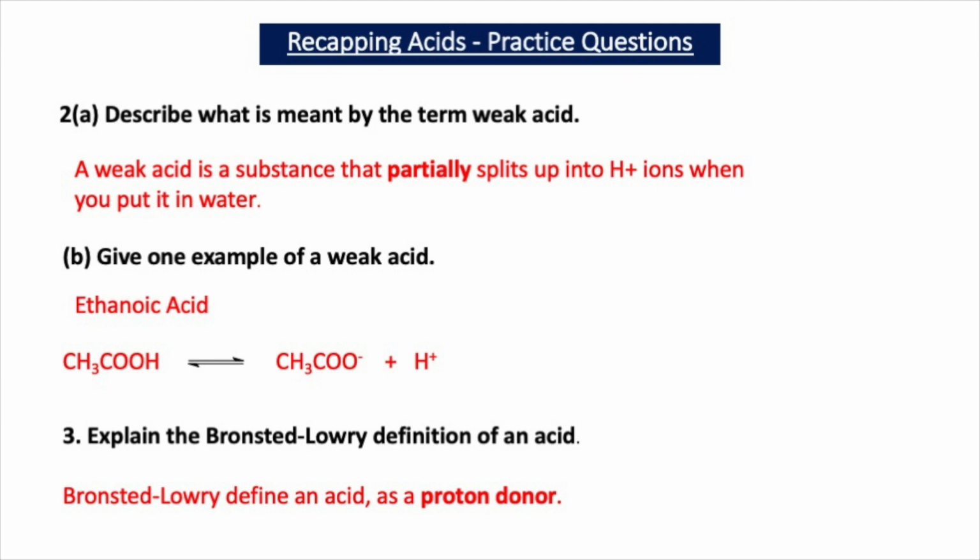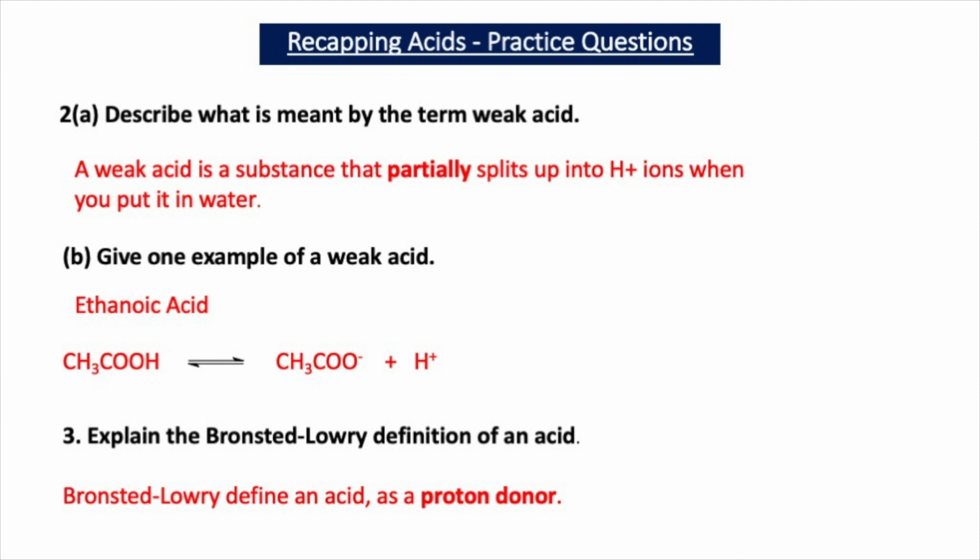And I've shown here an equation to show the ethanoic acid molecules breaking up into ethanoate ions and H plus ions. And you'll notice that an equilibrium is set up. The reaction is reversible. And typically, in every 1,000 molecules of ethanoic acid, around 4 stay split up at any one time. So the equilibrium is very much on the left-hand side here.